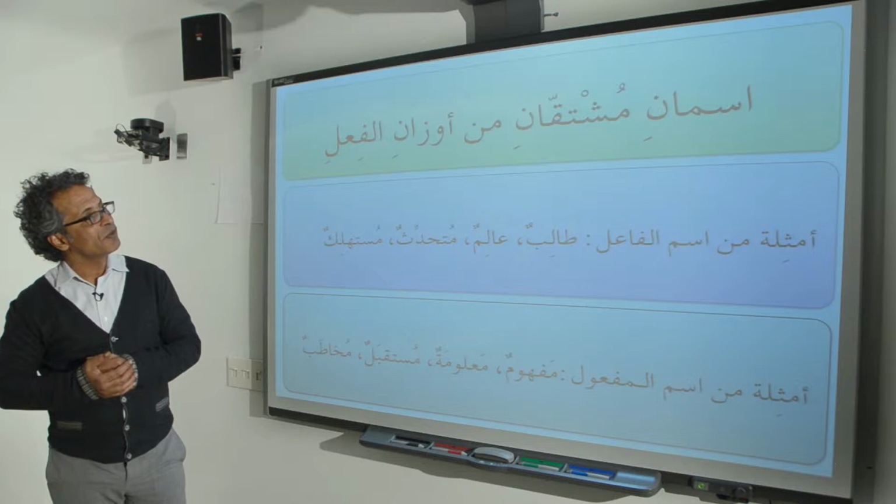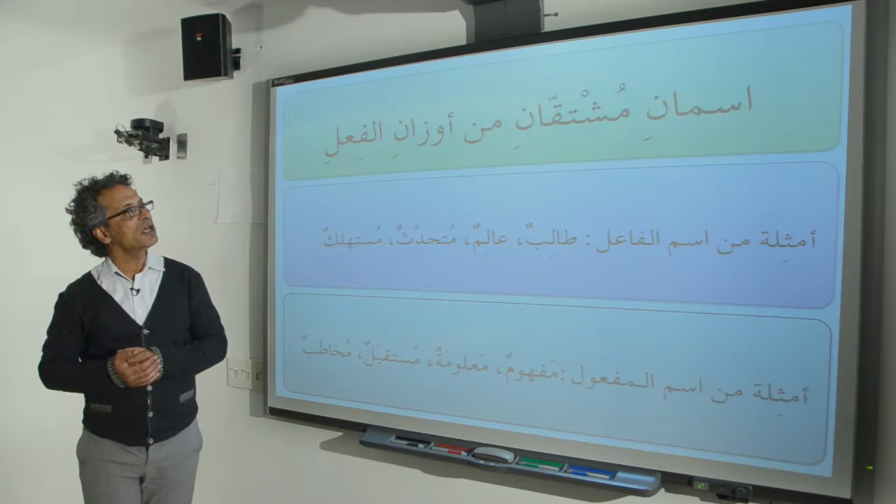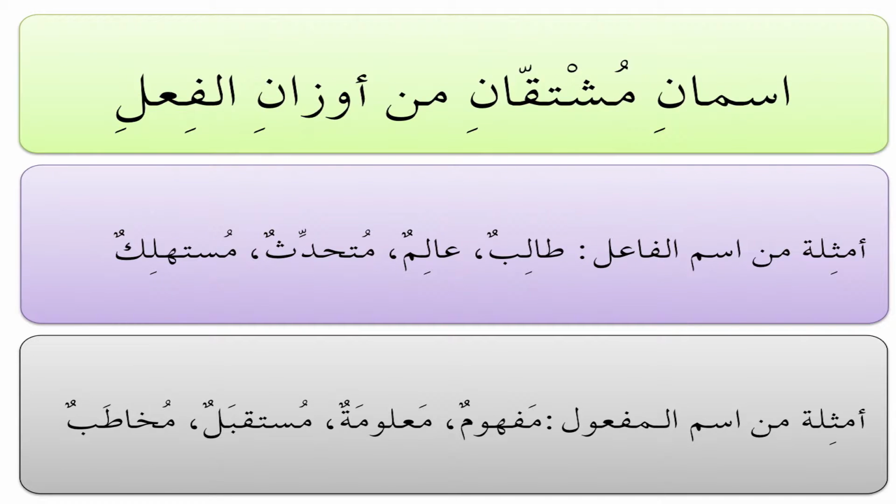اسم الفاعل والمفعول اسمان مشتقان من أوزان الفعل. So they are two types of noun that are derived from verb forms, the different verb forms that we looked at. أمثلة من اسم الفاعل. I would like to give you examples from اسم الفاعل. طالب for student, عالم for scholar or scientist, متحدث speaker, مستهلك consumer.